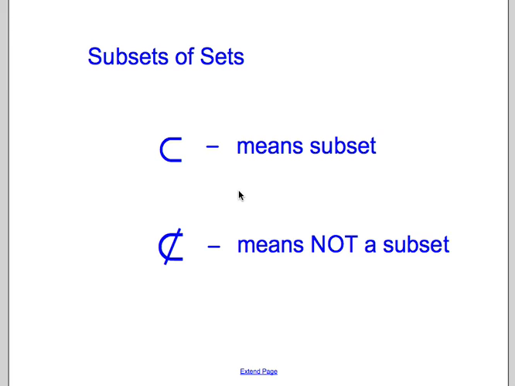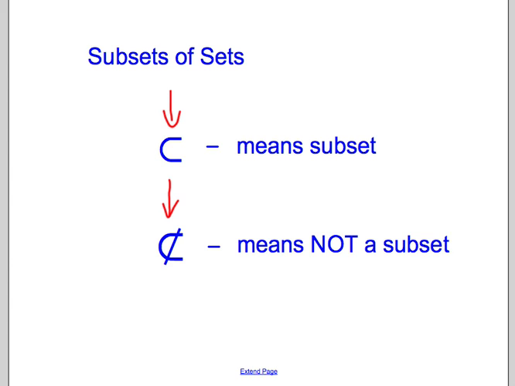This kind of more of a sideways looking U represents subset. And let me get my pen going. Get everything lined up here. All right. So this means subset. If you put a slash through something, it means it's not a subset. And a subset is simply a smaller set from a given set.